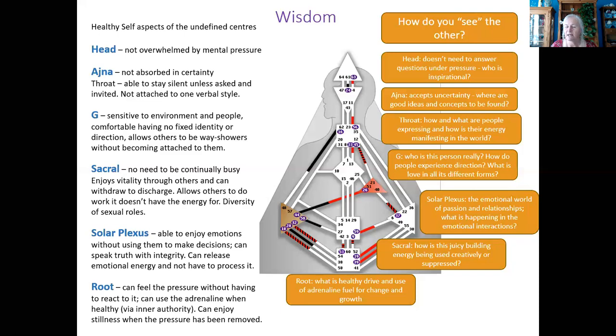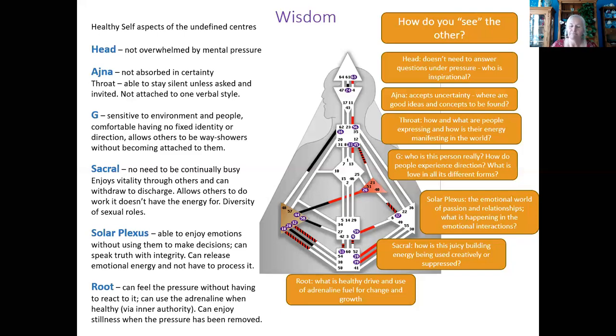Solar Plexus center. This is again the window on the emotional world of passion and relationships. What's happening in the emotional interactions? What's happening in somebody's own emotional energy? Are they aware of their emotions and using their emotions to make decisions, or are they just jumping off the deep end, being very chaotic with their emotions and thus affecting all the people around them? And then, of course, is somebody withholding their own truth out of fear of what the other person is going to say or do?